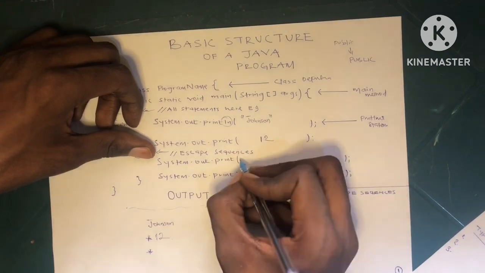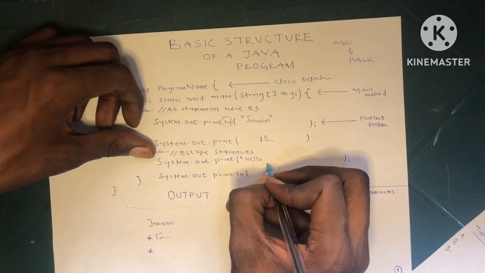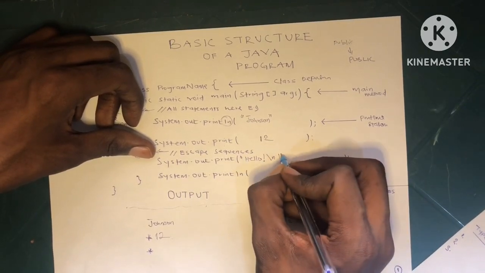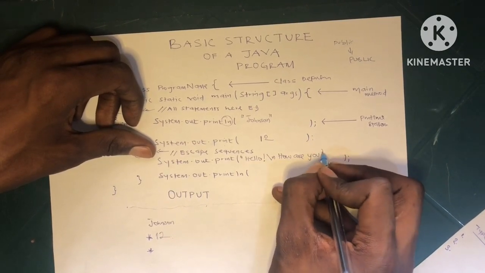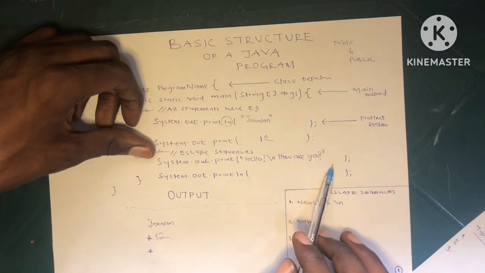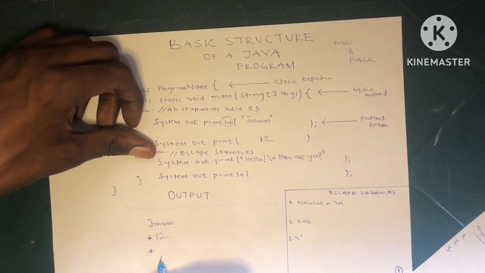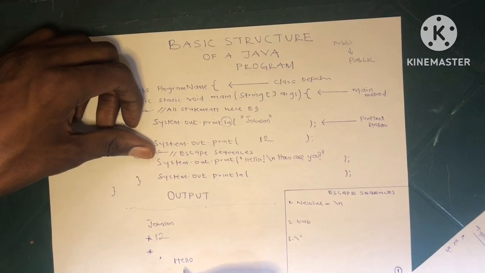Now let me try to demonstrate the new line statement. Let's print hello. Let's assume I want to say hello. All right, hello. Then put \n. Then say how are you. All right, so when this statement is actually executed, this is how it will be printed in our output. It will print hello in this form, hello, then how are you.